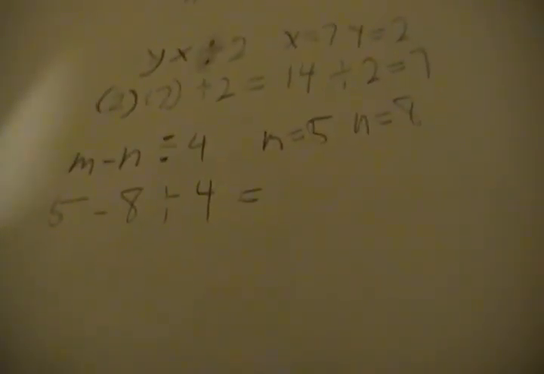Now, don't forget your order of operations. You have to ask yourself, what comes first? What's the acronym? Please Excuse My Dear Aunt Sally. Division comes before subtraction, which is very last. So we divide first. So it's going to be 5 minus 8 divided by 4. So it's 5 minus 2. So the answer is 3.